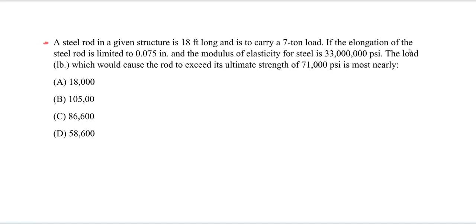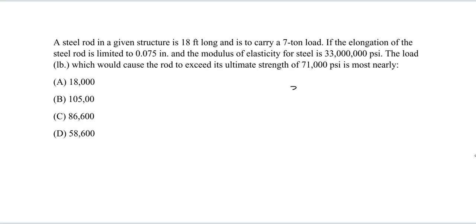So for this question, we're told a steel rod in a given structure is 18 feet long and it is to carry a 7-ton load. If the elongation of the steel rod is limited to 0.075 inches, the modulus of elasticity for the steel rod is 33 million psi. The load in pounds that would cause the rod to exceed its ultimate strength of 71,000 psi is most nearly what?